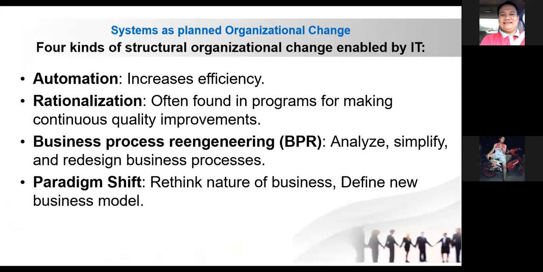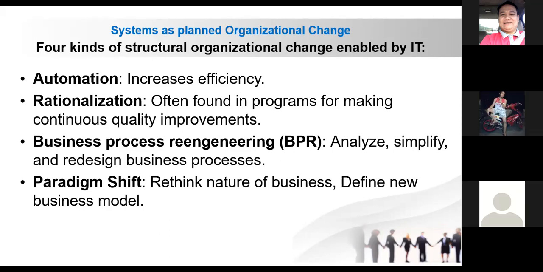The first application of information technology involved assisting employees with performing their tasks more efficiently and effectively. Rationalization. Rationalization of procedures is often found in programs for making a series of continuous quality improvements in product, service, and operations, such as total quality management and Six Sigma.